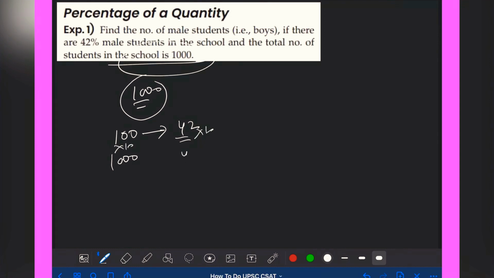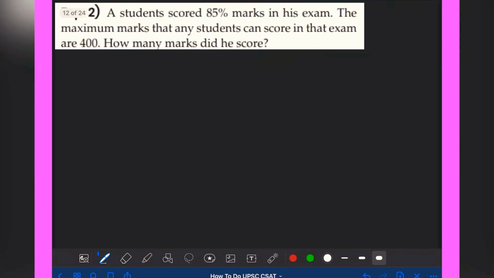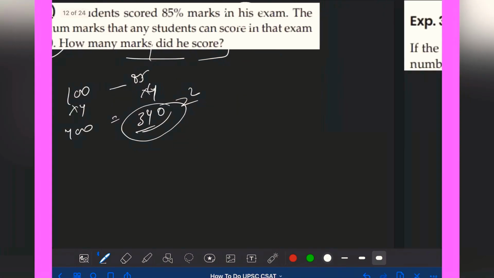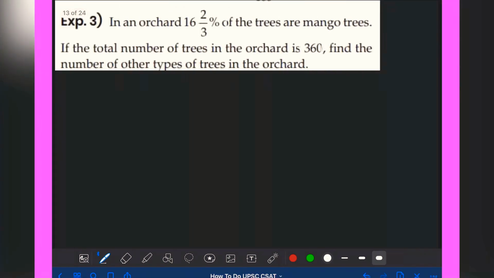Simple, 420, right? A student scored 85% marks in his exam. The maximum marks that any student can score in that exam is 400. How many marks did he score? Again, a very simple question. Out of 100, he scored 85. So out of 400, how much will he score? Very simple. 5 20s, 2 8s are 25, 2 3s are 34, 340. These are the simple questions, and we will take it forward to the next level of questions.